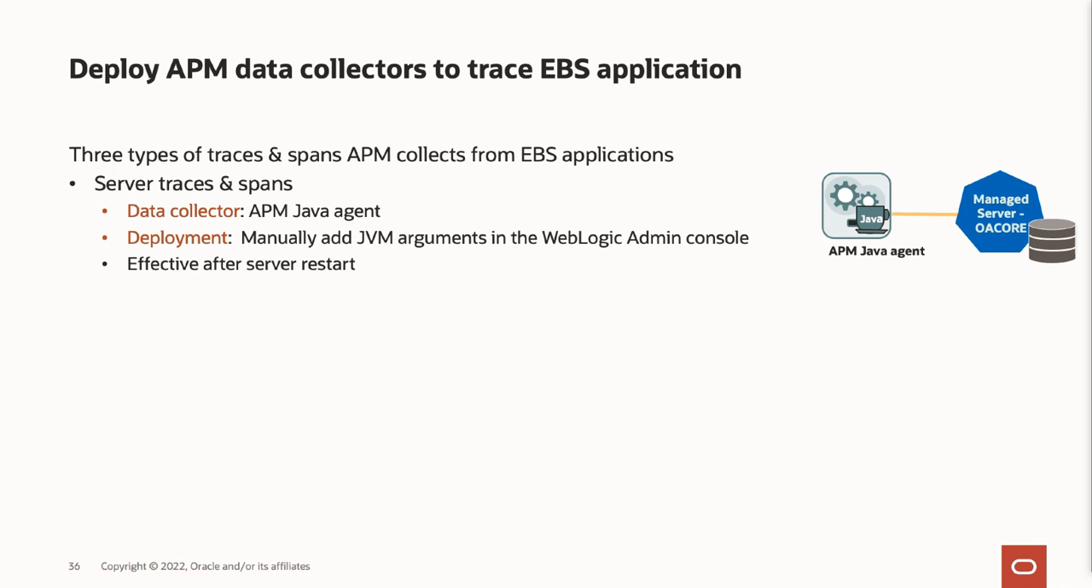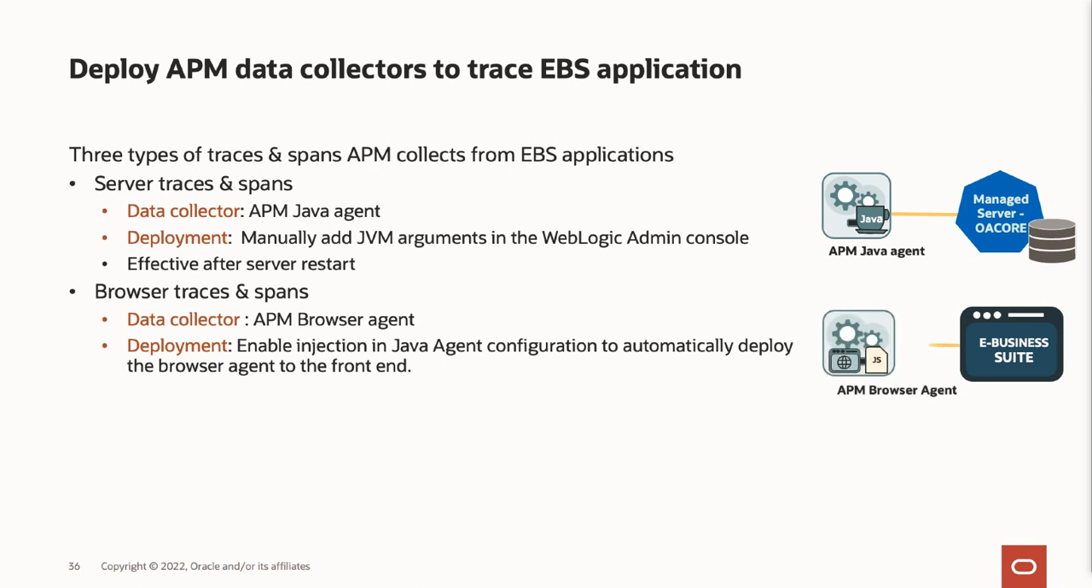First, there are server traces and spans. For this type, use the APM Java agent as a data collector. You will need to provision the agent in the application's web server tier, then use the WebLogic Admin Console UI to insert the required JVM arguments, which point to the agent location, at the server start option.